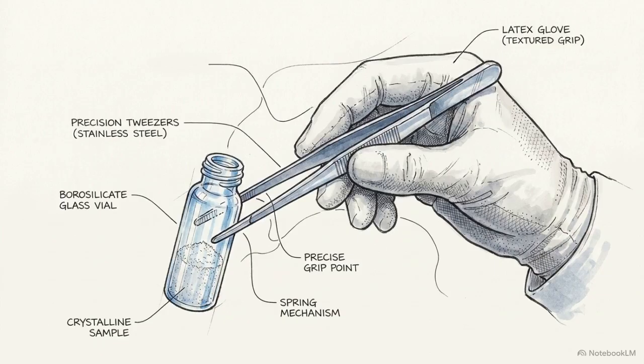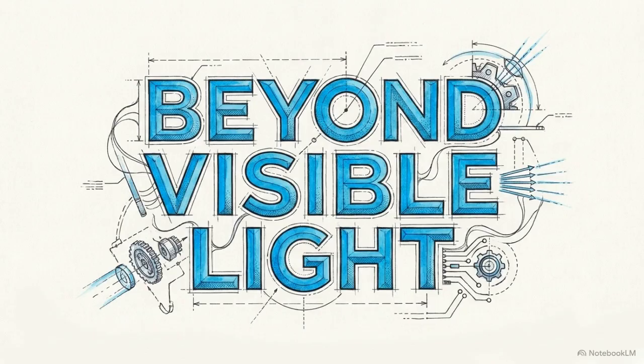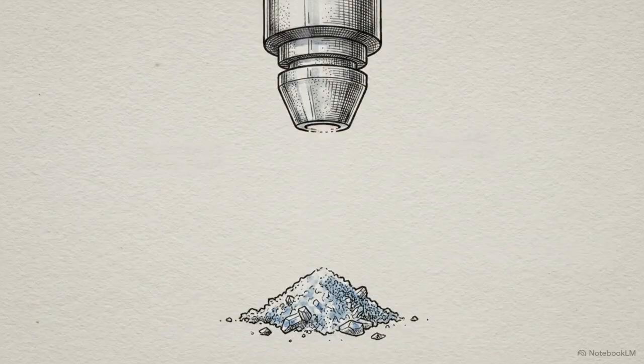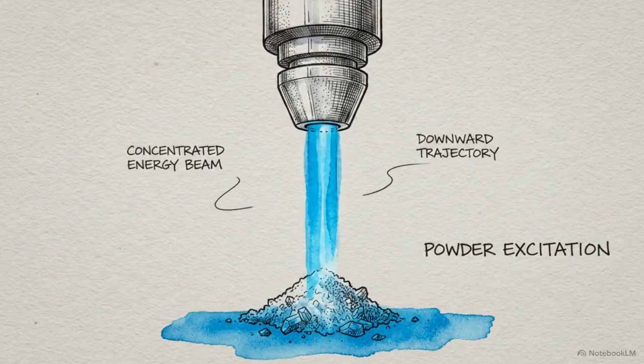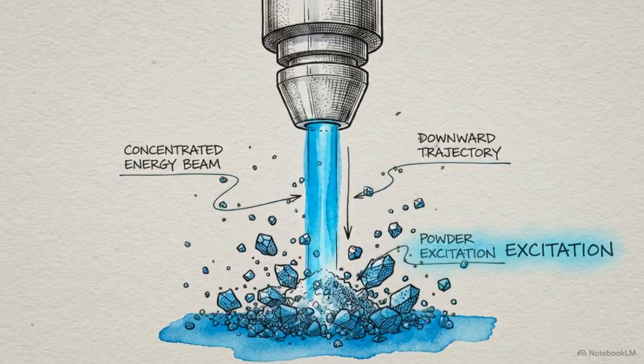To solve this case and identify exactly what is sitting on the table, we have to swap out visible light for a completely different kind of illumination. We need a toolkit powered by X-rays and high-energy electrons. Our first forensic tool is the Scanning Electron Microscope, or SEM. Instead of shining a light bulb, this machine fires a concentrated beam of electrons down at our mystery sample.